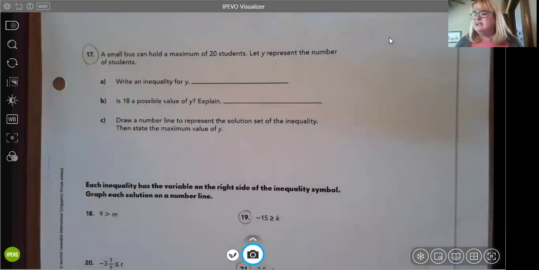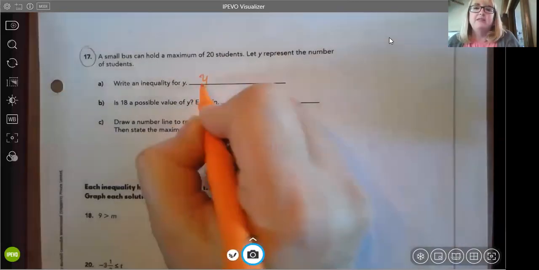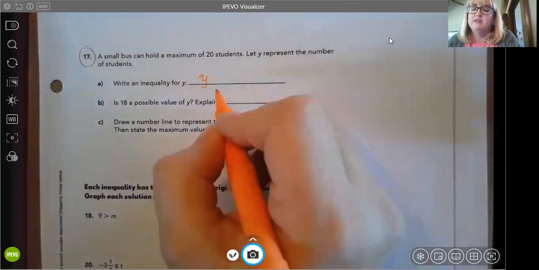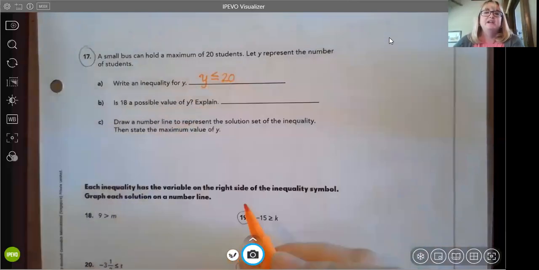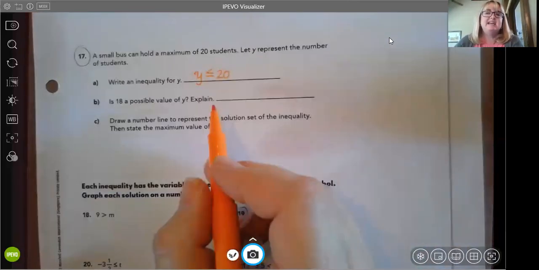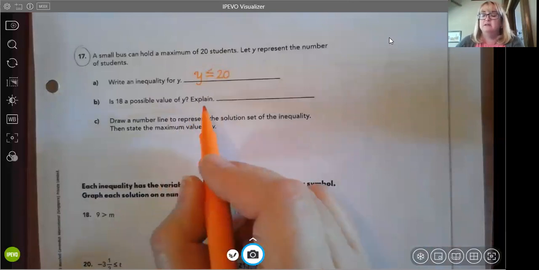Okay, this bus cannot hold an infinite number of students. It's got a maximum, and the maximum is 20. So can it hold 21? No. Can it hold 50? No. Can it hold 20? Yes. Can it hold 19? Yes. Can it hold 18? Yes. It can hold up to 20. So y stands for how many students can go in that bus. The number of students that can go in this bus has to be less than or equal to 20. There is your inequality.